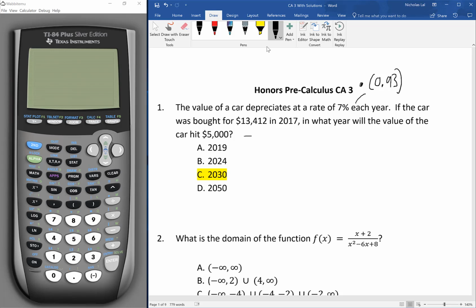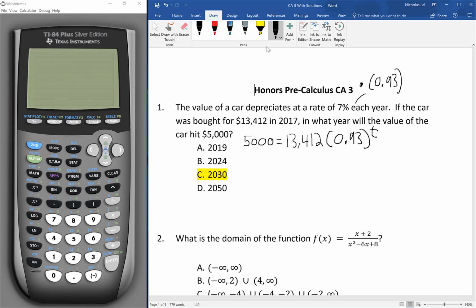So we can set up the exponential decay problem. $5,000 is going to be equal to, our starting value is 13,412, times each year it's being multiplied by 0.93, 0.93 to the t power.